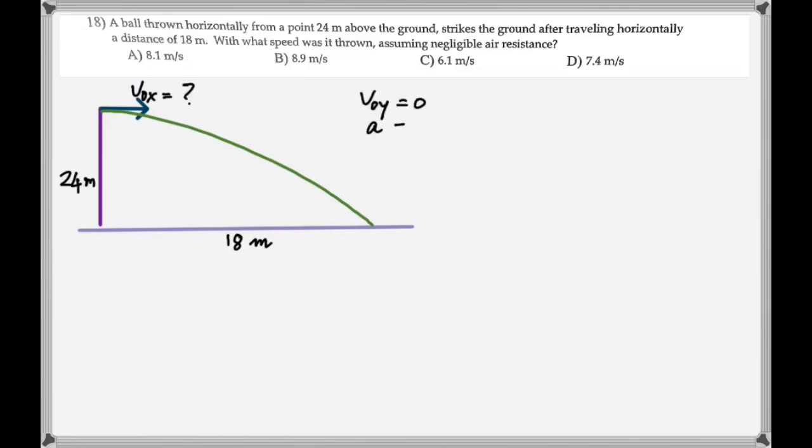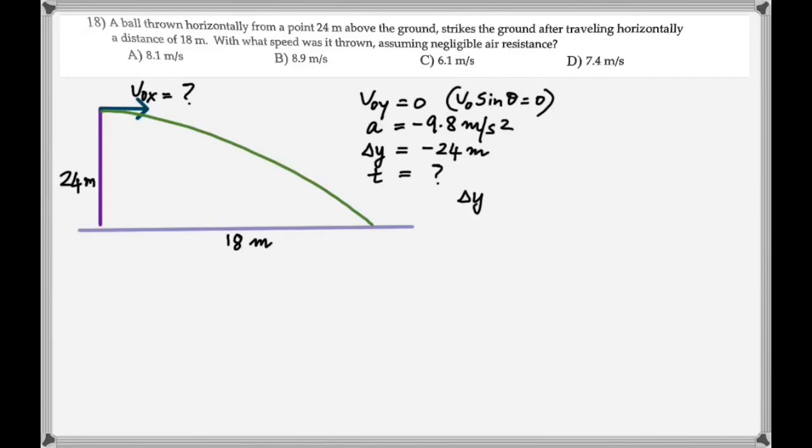Okay, and then acceleration is negative 9.8 meters per second squared. Do we know delta y, which is the vertical displacement? Yes, we do. Delta y is negative 24 because it's going down. It's negative 24 meters. Can we find the time? Do we know the time? We do not know the time, right? Can we find that time?